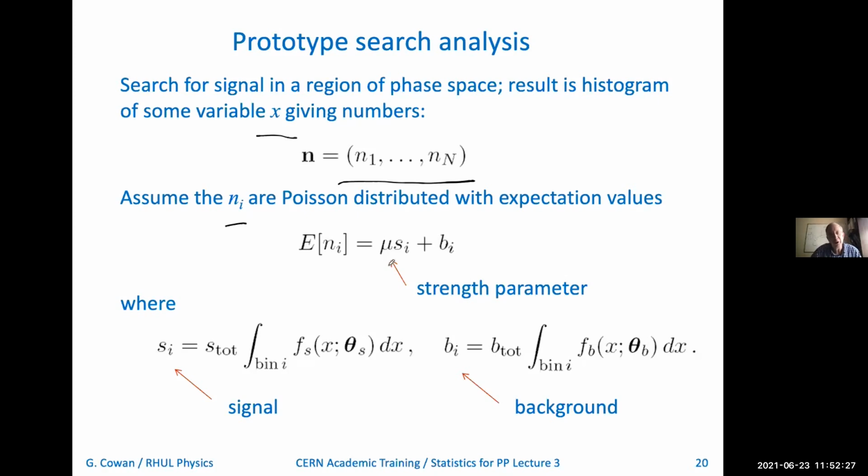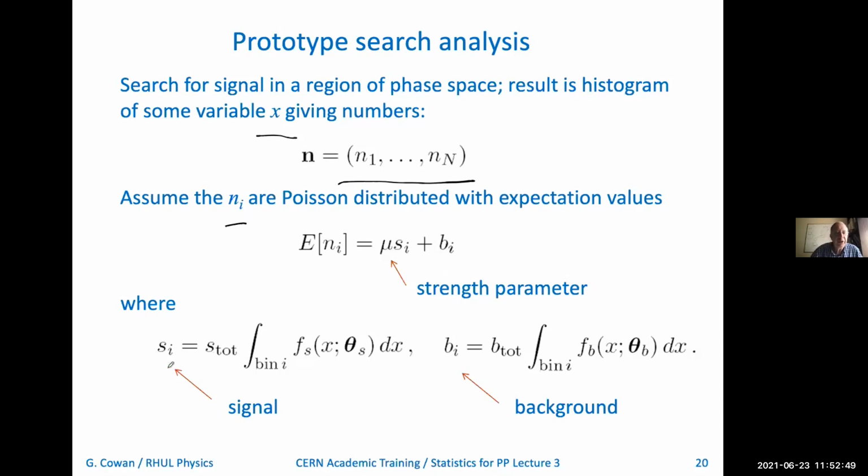So mu equals 0 corresponds to the background-only hypothesis. Mu equals 1 corresponds to the nominal signal hypothesis. You could imagine something that looks like a Higgs, but maybe has a rate which is a factor of 2 greater or smaller. And so other values of mu are interesting as well. All right, how do I find s_i and b_i?